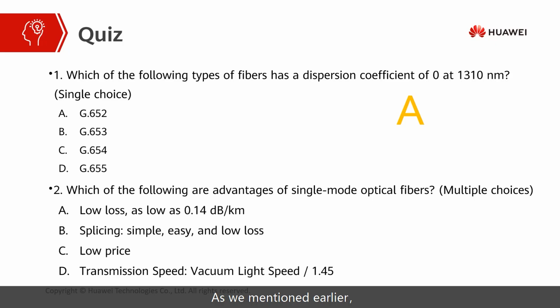As we mentioned earlier, single-mode fiber loss is relatively low. The splicing operation is simple and the price is low. But relatively speaking, its transmission speed is the weakness. It's only about 2/3 of the speed of light. So the D option is not correct. The correct answer is A, B, C.